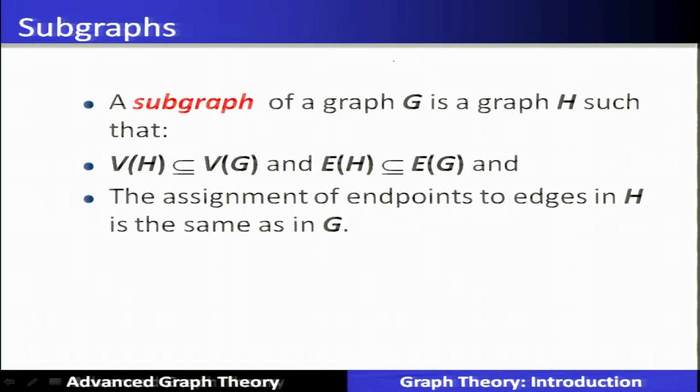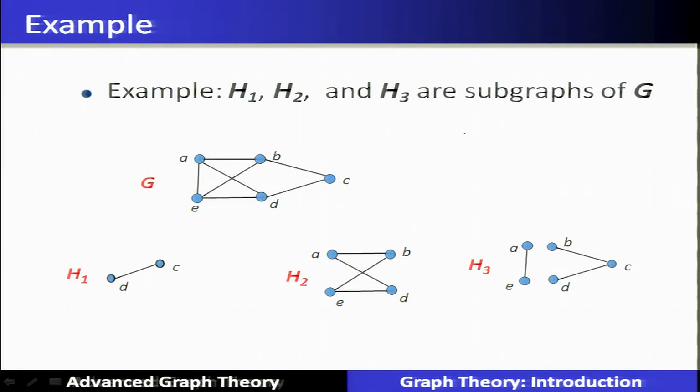Subgraphs. A subgraph of a graph G is a graph H such that the set of vertices of H is a subset of the vertices of G, and the set of edges of H is a subset of the edges of G, and the assignment of the endpoints to the edges in H is the same as in G. Then it is called a subgraph of the graph G. So, in this particular example, if this is the graph which is given, then H1 is a subgraph of G.